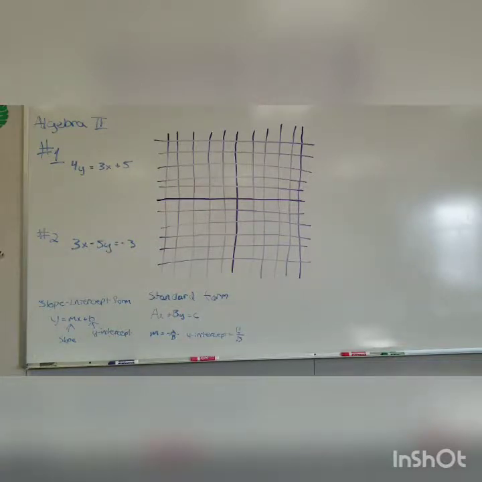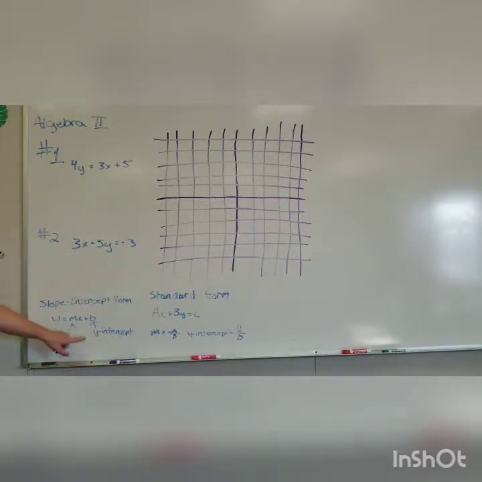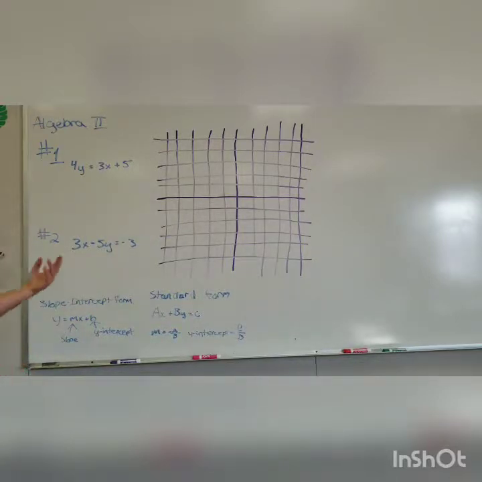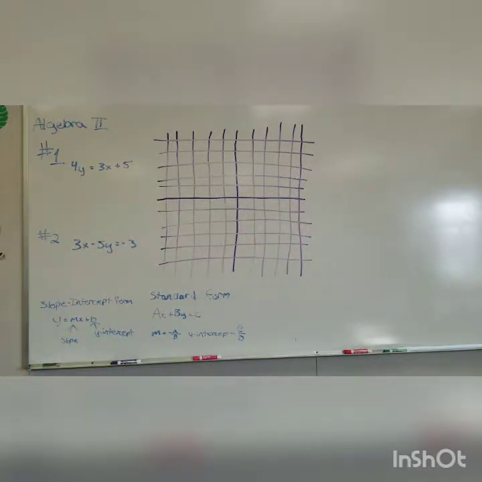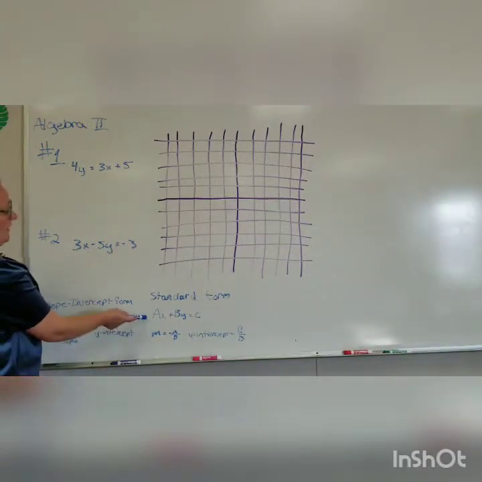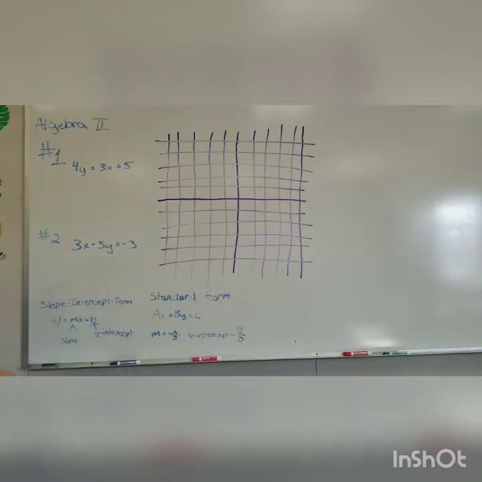All right. So the two forms we need to remember are, first, slope-intercept form. Slope-intercept form is y equals mx plus b, where m is your slope and b is your y-intercept. Or standard form, which is ax plus by equals c, where slope is equal to negative a over b, and the y-intercept is equal to c over b. All right. So you're going to choose one of these to use.